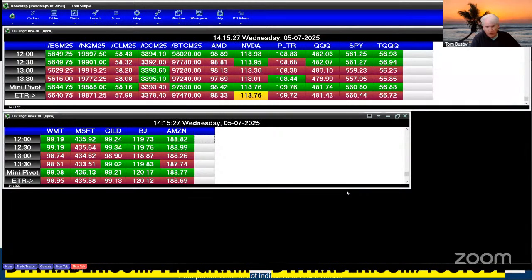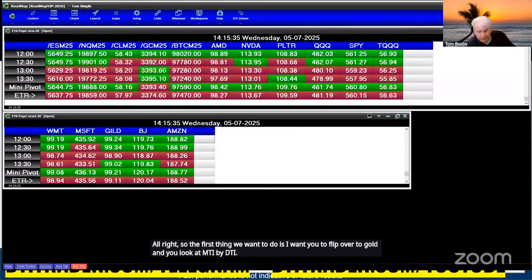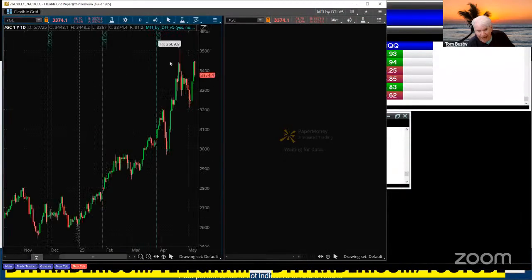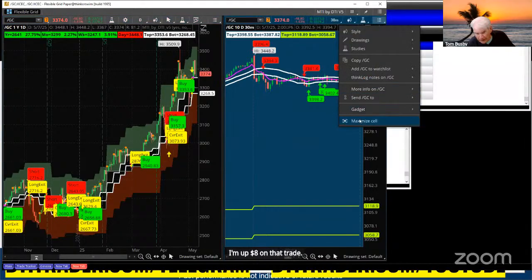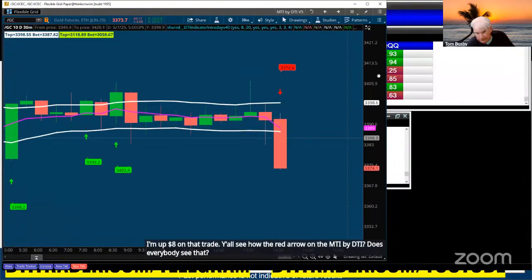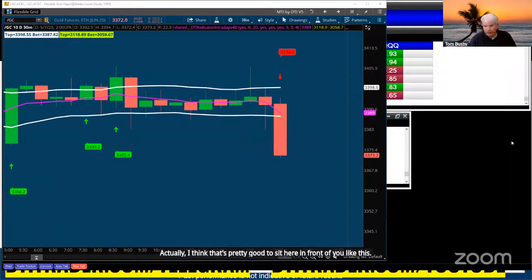All right, so the first thing we want to do is I want you to flip over to gold and you look at MTI by DTI. I shorted gold, but I know my numbers, but I just want to show you something. I'm up $8 on that trade. Y'all see how the red arrow on MTI by DTI? Does everybody see that? I think that's pretty good to sit here in front of you like this and show you in real time how to do that, right?